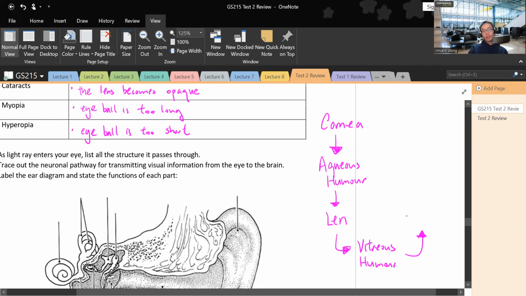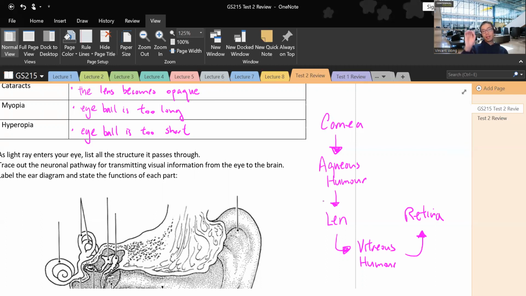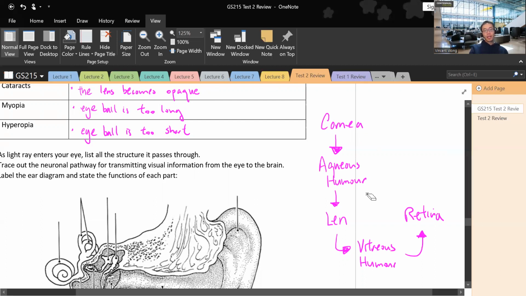And then it will be the retina. So that's basically everything that is going to pass through. If you really want, in front of the lens, you will go through the pupil, right? But it's just an opening. You don't actually hit the structure. It's just like passing through the hole, right? But that's basically all the key structures.